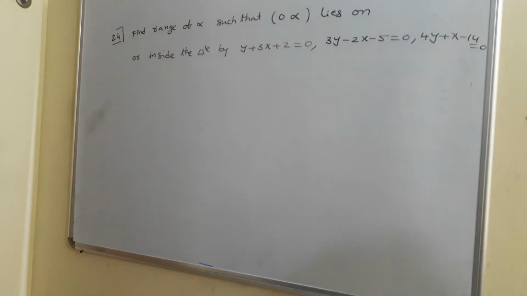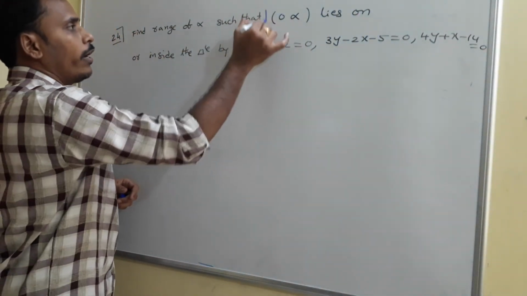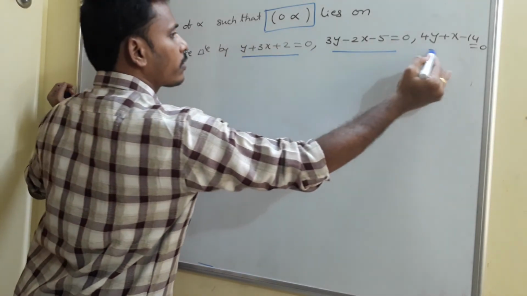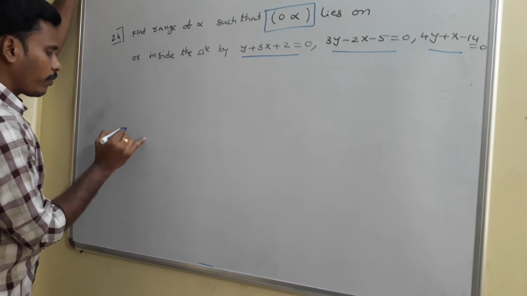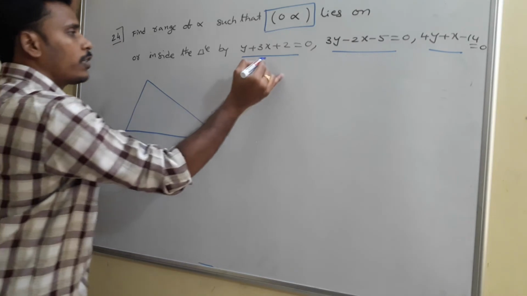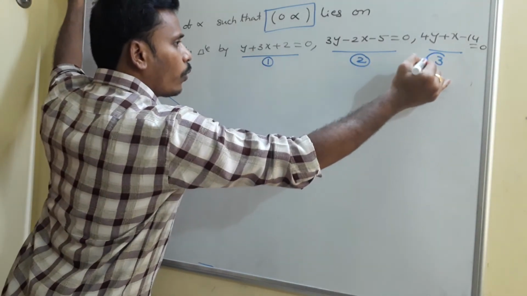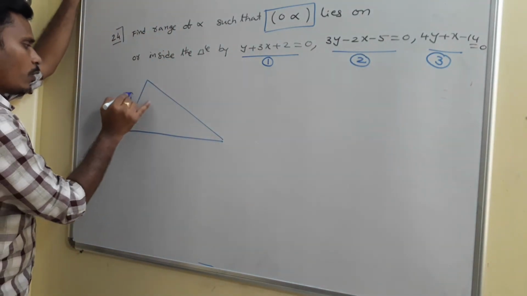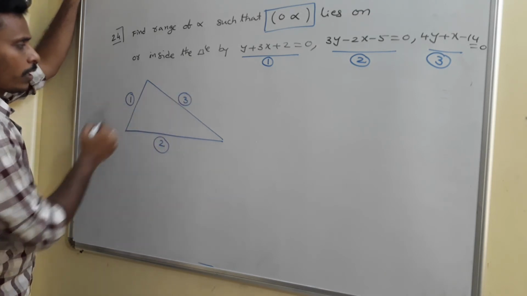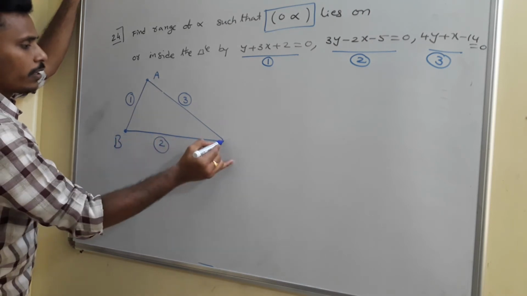here we need to find the range of alpha such that 0 comma alpha is a point which lies inside the triangle formed by these three lines. At the end, from the problem I have a triangle actually. And you just label these equations as equation 1, equation 2 and equation 3. So the triangle is formed with three vertices. You just mark them as A, B, C.